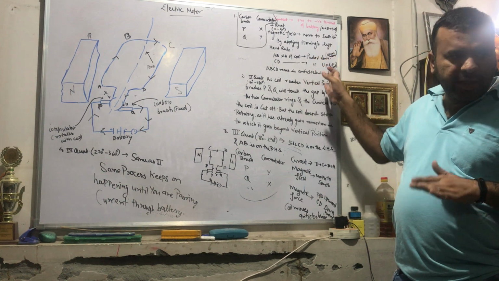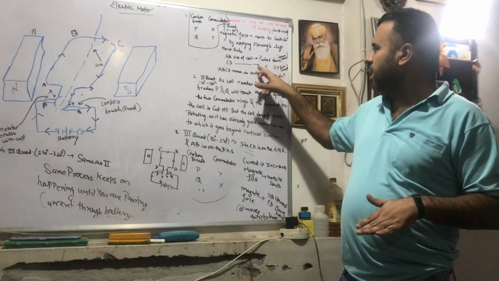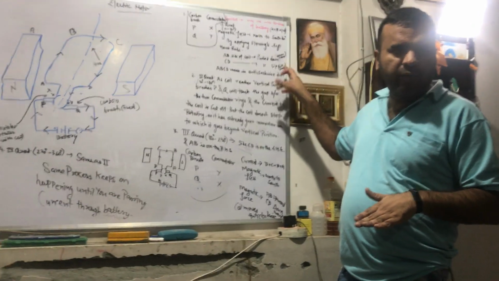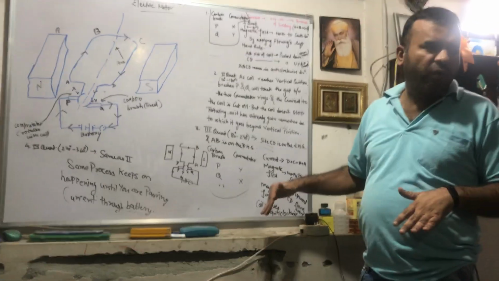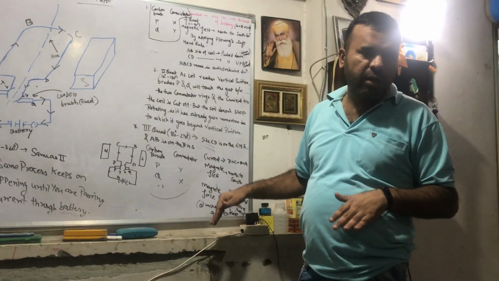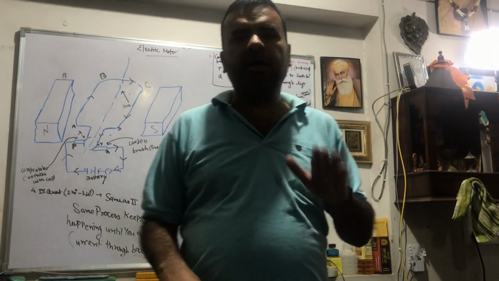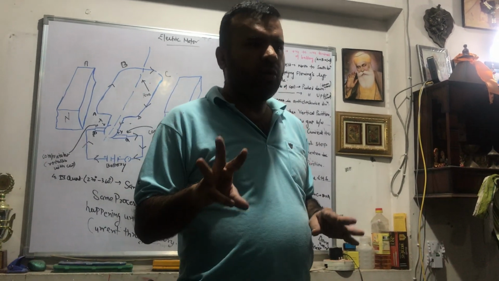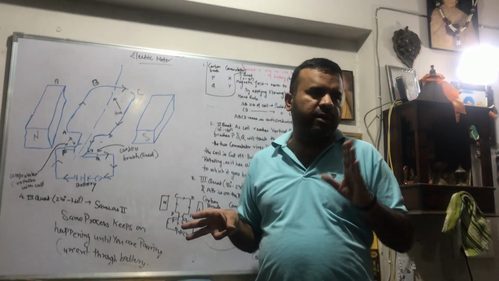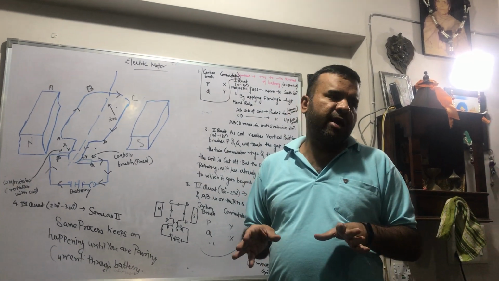Earlier AB was pushing down, now AB will move upward. And earlier CD was pushing upward, now CD will move downward. It is just the reciprocal of the first one. Okay? And again I am telling you, the direction which the thumb represents is the direction of magnetic force. So this is the third quadrant.